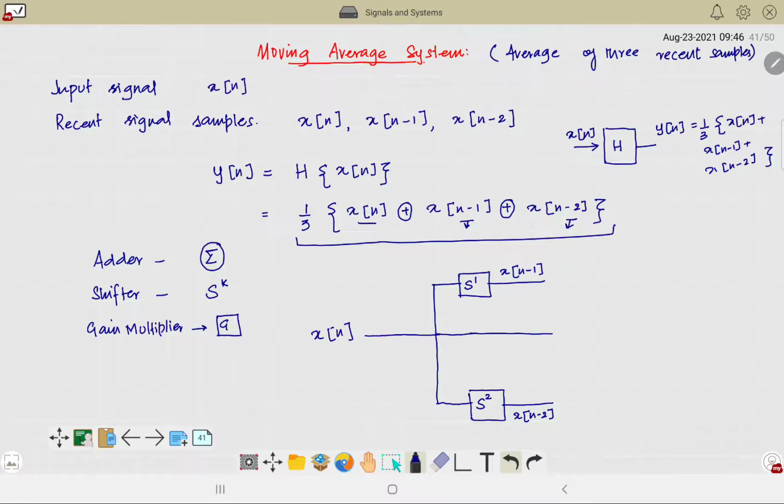And from here I have the normal x of n. Fine. Then I need to sum them up. So I will use an adder, a summer block. Add this sample, this sample. Then I need a gain multiplier. So I will multiply this sum by 1 by 3. Then I will get an output y of n. Fine. So in this case, my individual samples are appearing in parallel. So I can say that this is a kind of a parallel connection.